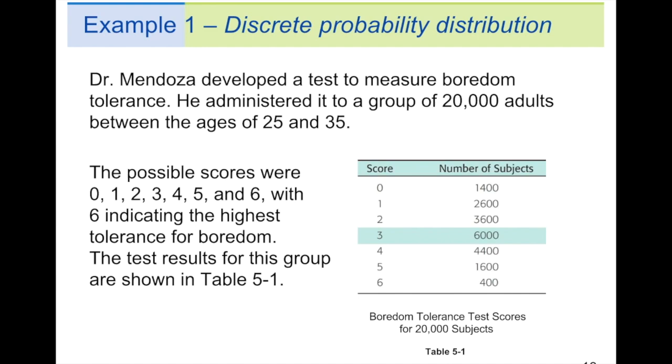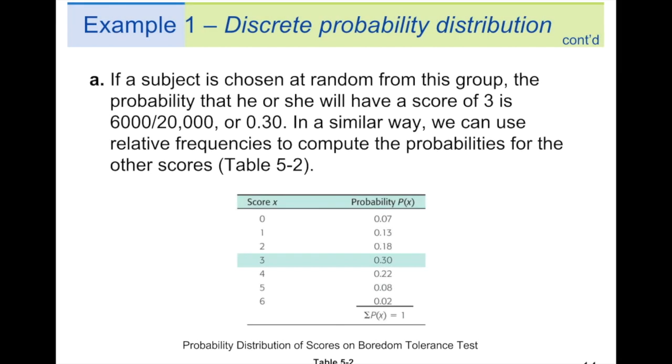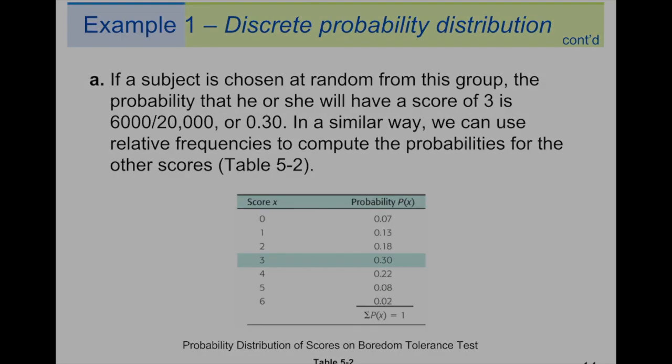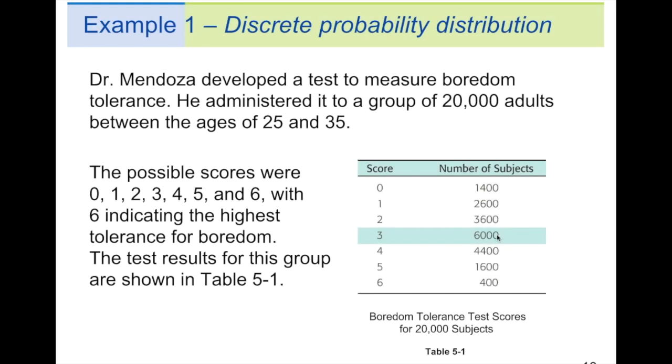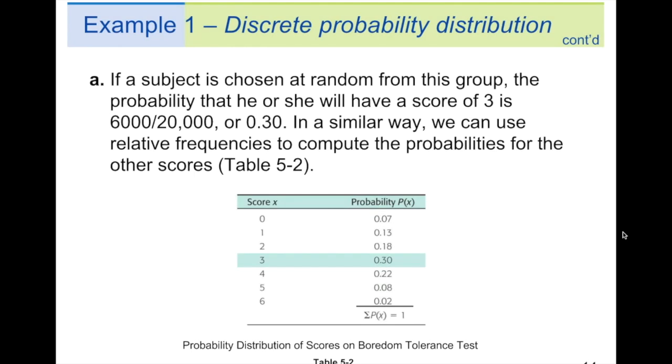So each score and then how many people scored each level. And there were 20,000 total subjects. If a subject is chosen at random from this group, the probability that he or she will have a score of 3 is 6,000 out of 20,000. Notice in the table before, for 3, 6,000 people did it out of 20,000, or 0.3. In a similar way, we can use relative frequencies to compute the probabilities for the other scores.